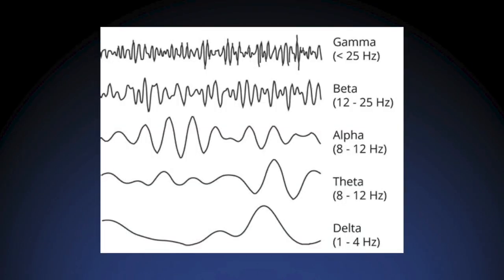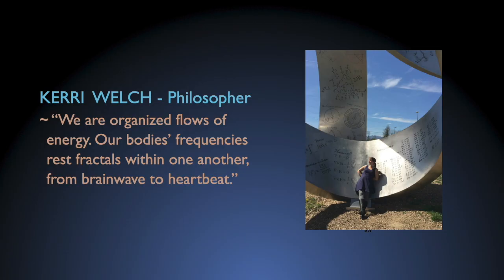And electrical energy in the brain functions at varying wavelengths, which correspond with different states of consciousness. Brainwaves themselves are fractal. As philosopher Kerry Welch points out, we are organized flows of energy. Our body's frequencies rest as fractals within one another, from brainwave to heartbeat.